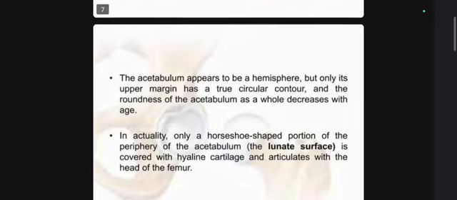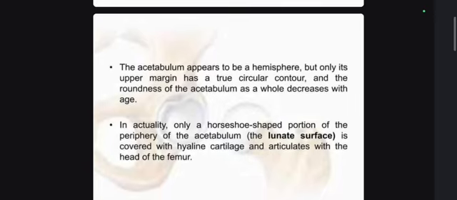The acetabulum appears to be a hemisphere, but only its upper margin has a true circular contour, and the roundness of the acetabulum as a whole decreases with age. In actuality, only a horseshoe-shaped portion of the periphery of the acetabulum is covered with hyaline cartilage and articulates with the head of femur.